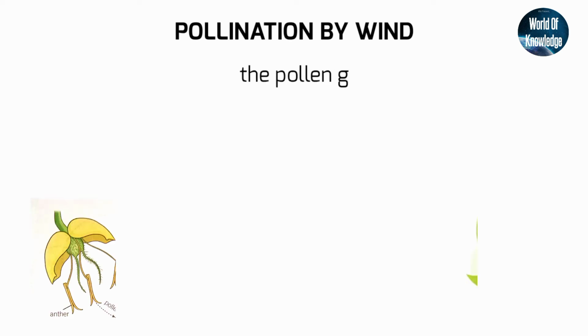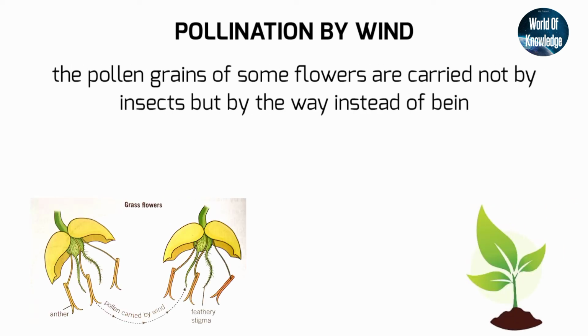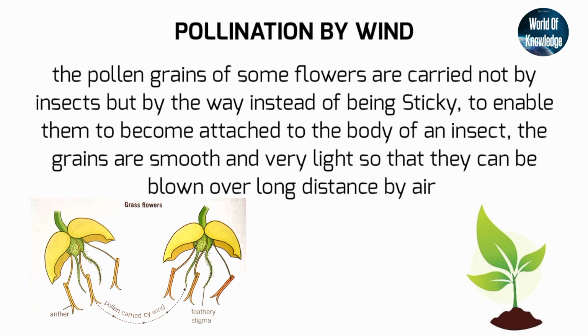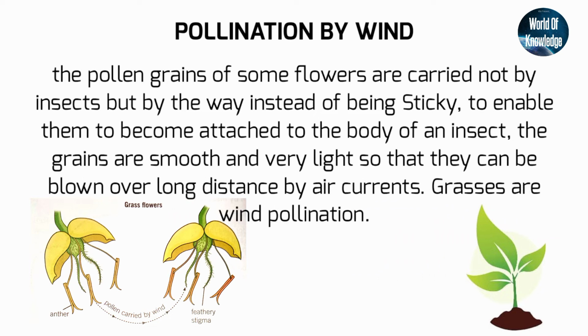Pollination by wind. The pollen grains of some flowers are carried not by insects but by the wind. Instead of being sticky to enable them to become attached to the body of an insect, the grains are smooth and very light so that they can be blown over long distance by air currents. Grasses are wind pollinated.